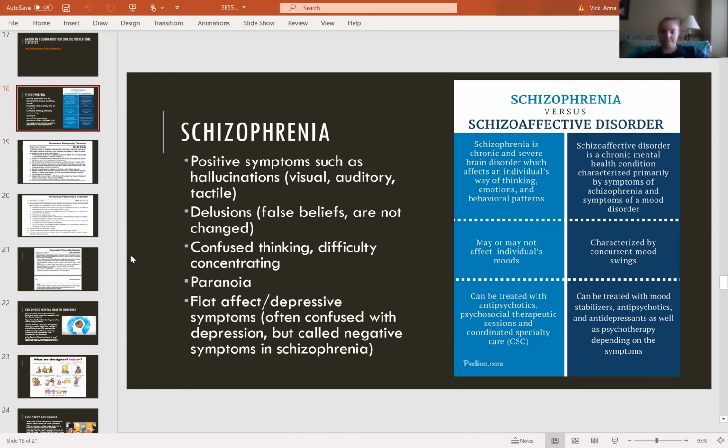And these delusions can get very serious, obviously. So people with schizophrenia may benefit a lot from medication as well as therapy and treatment to manage the symptoms.